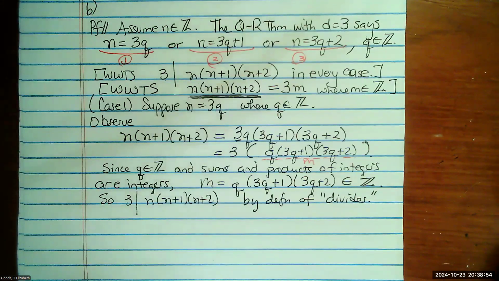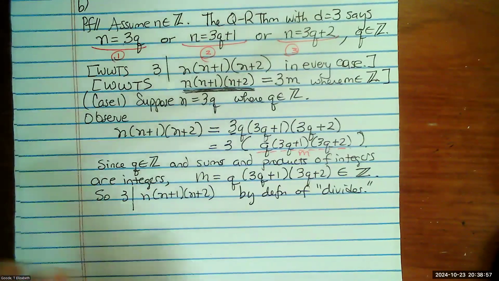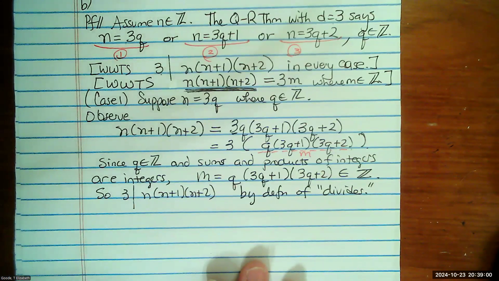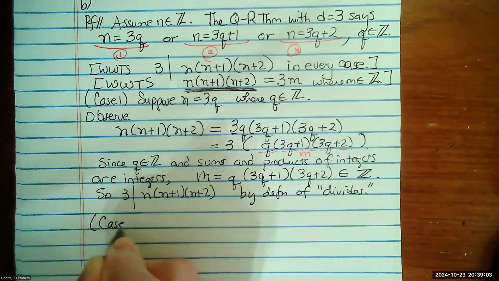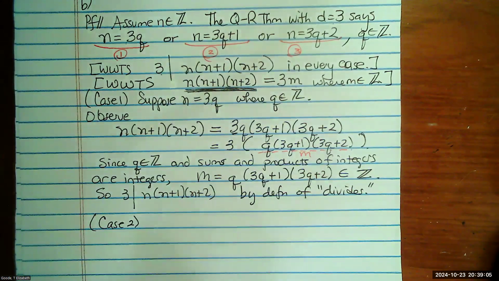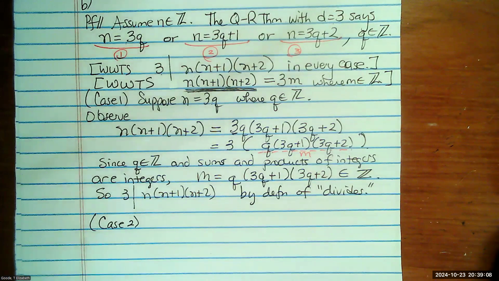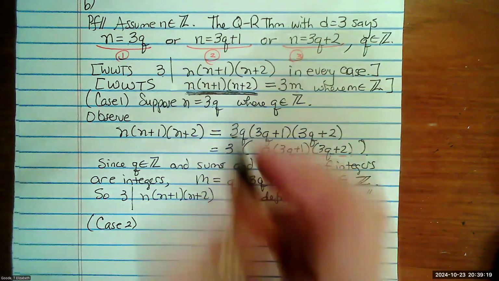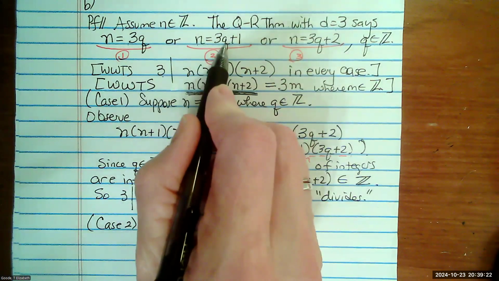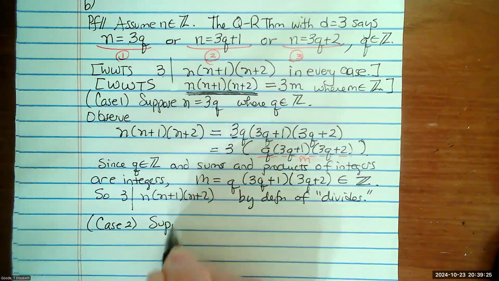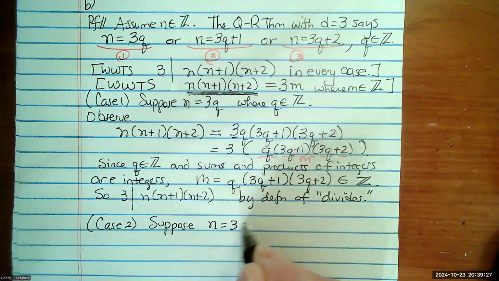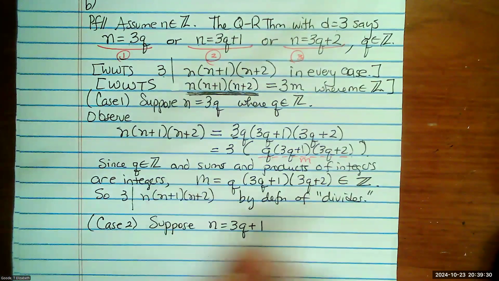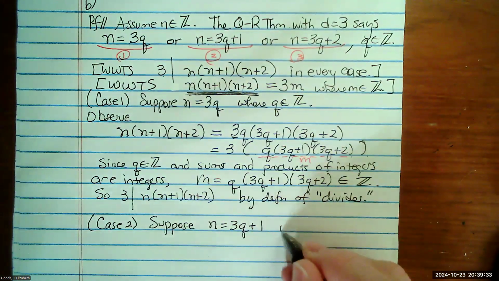Now let me show you how case 2 goes so I can show you that you don't have to multiply all that stuff out. There's an algebra trick. What would be our supposition for case 2? 3q plus 1, right? Yeah, n equal to 3q plus 1. Suppose, right, you gotta give a complete thought. We need a complete thought, for q in Z.